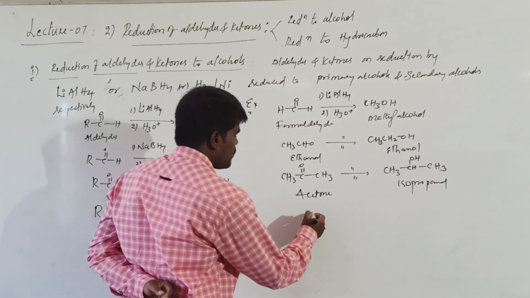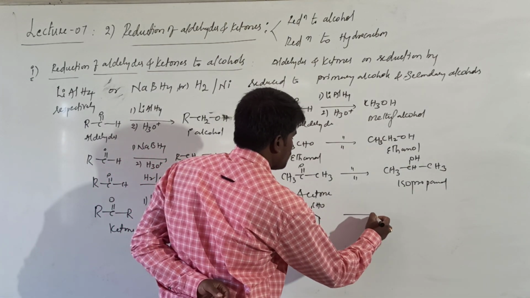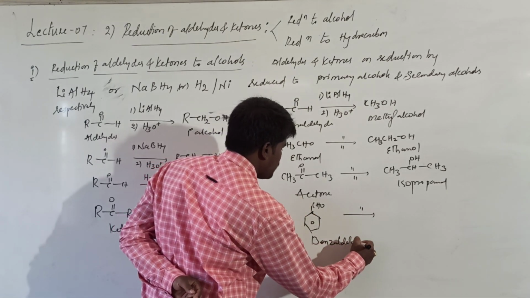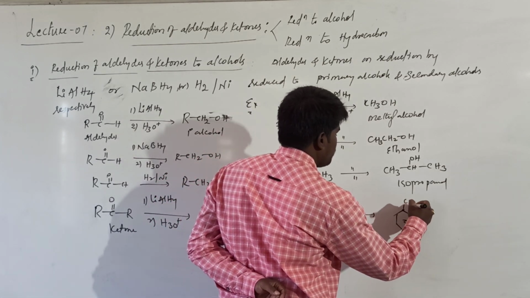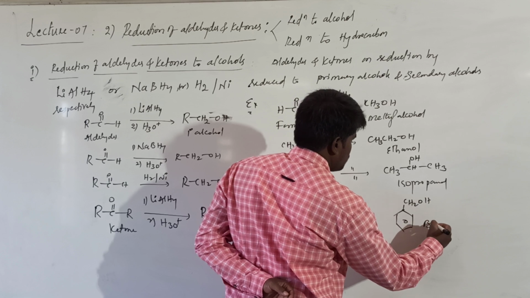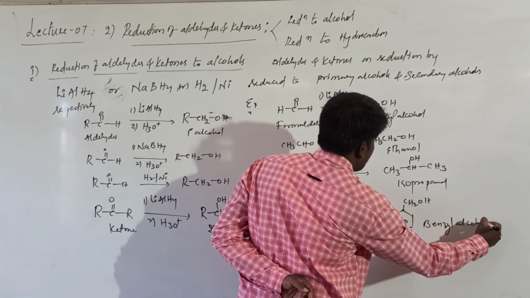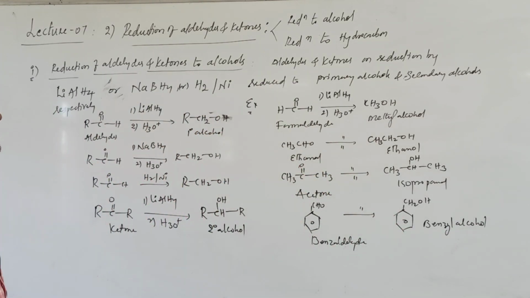Suppose you are taking benzaldehyde. If you reduce benzaldehyde, what do you get? You will get benzyl alcohol. So this is the reduction of aldehydes and ketones to the corresponding primary and secondary alcohols. Right? Hope it is clear.